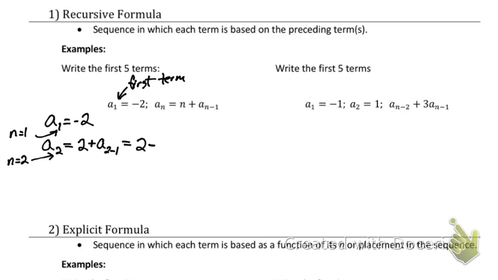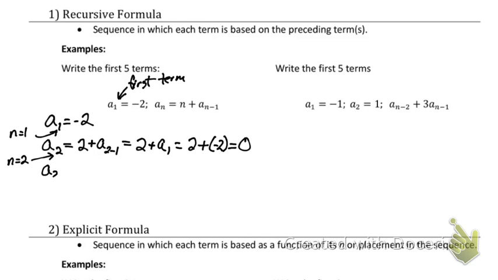Well, that's going to be 2 plus a sub 1. But like I said, this should be the term before it. A sub 1 is negative 2, so I'm going to put that negative 2 in place of that a sub 1. So we're going to have 2 plus a negative 2, which equals 0.